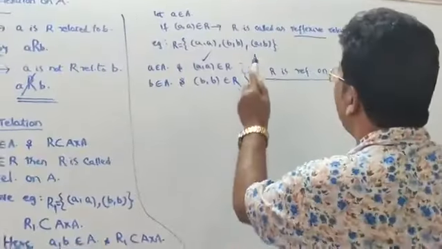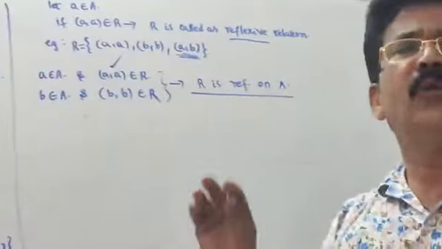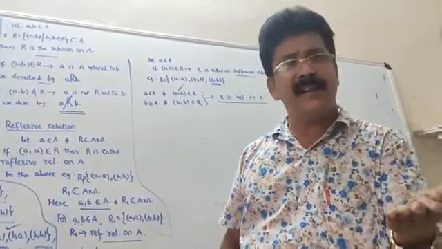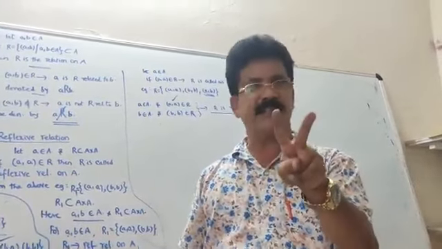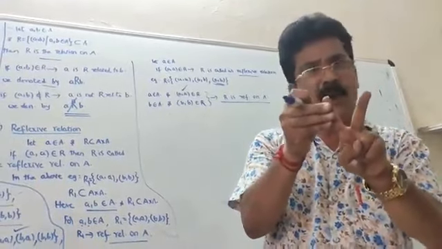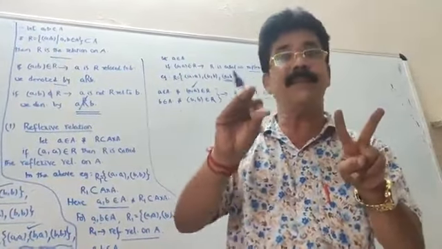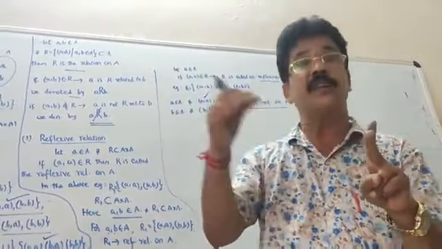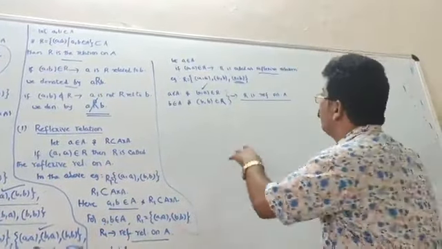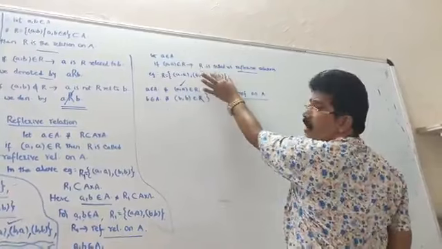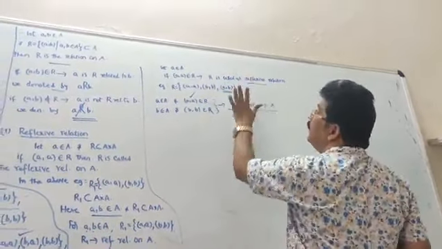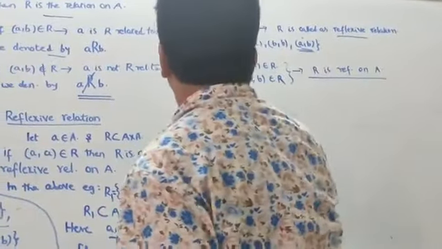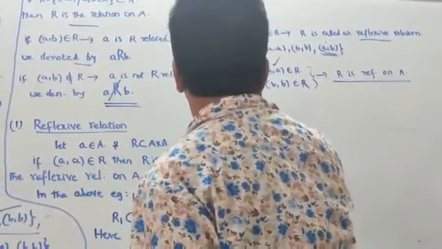You can ask me, sir, what about (a, b)? We have nothing to do with the other elements. How many elements are there in the main set capital A? Only 2 elements. Once again, a belongs to capital A, so is (a, a) in capital R? Next, b belongs to capital A, is (b, b) in capital R? That's all. So we have nothing to do with this extra element (a, b) in the definition of reflexive.